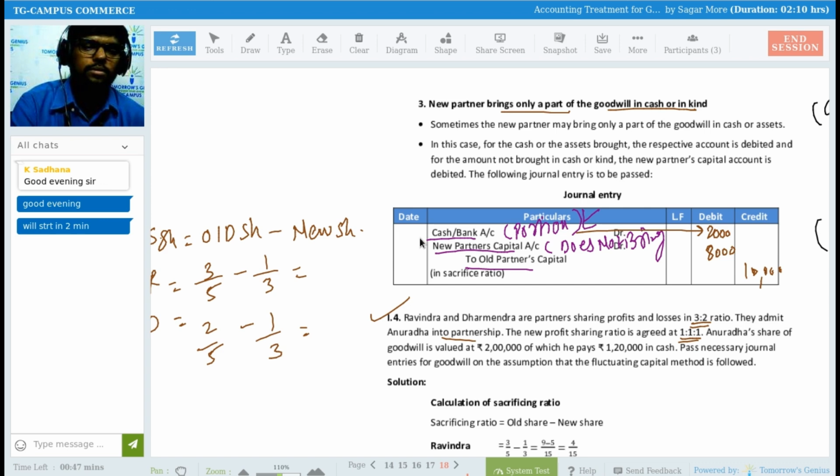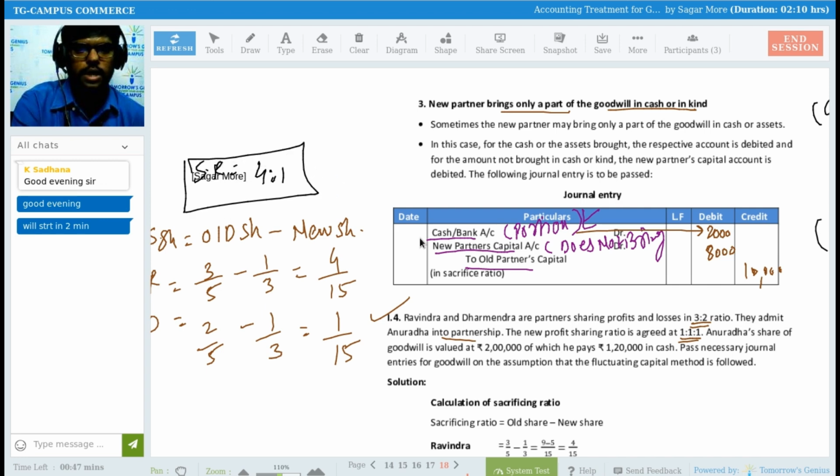4/15. Yes, 4/15. And for the other, 1/15. So what will be the sacrifice ratio? 4:1. Okay, so we are done with the sacrifice ratio. Now we have to read another further question.